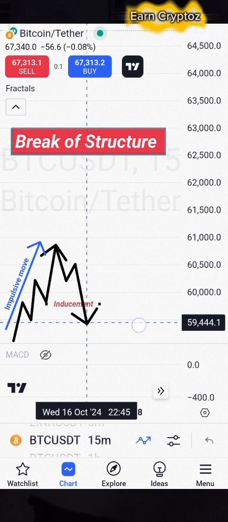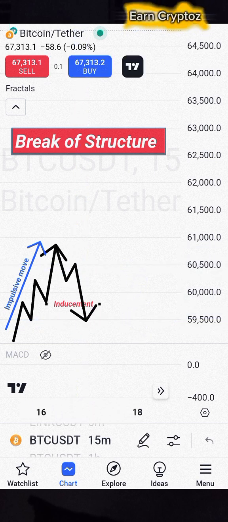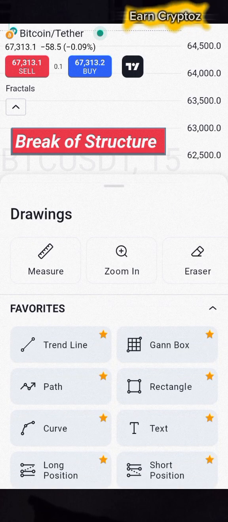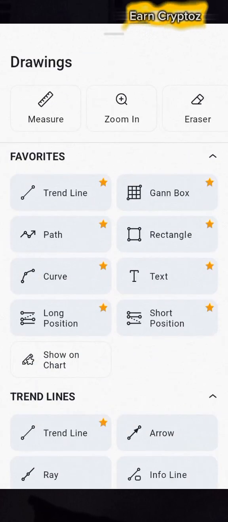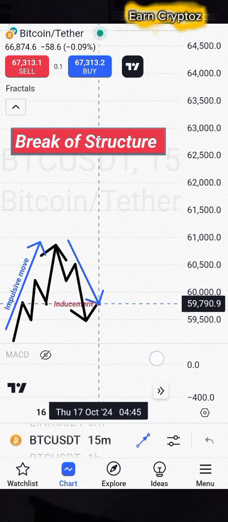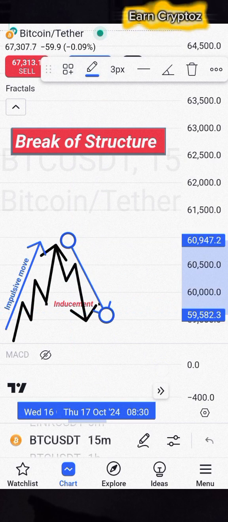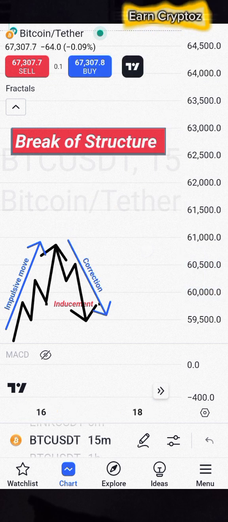Okay, so right here, it can be a single move, it can be a move with valid pullbacks too. That is a correction move. Correction. Okay, so what next?